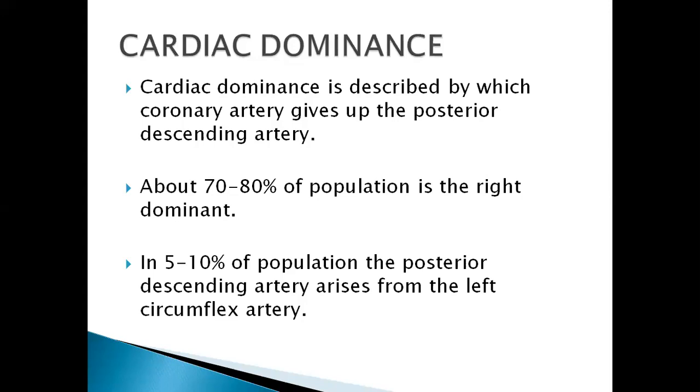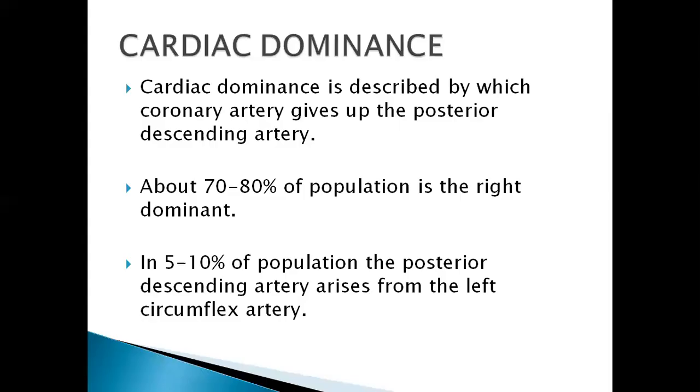Which is in most of the people, like 70 to 80% of people, the posterior descending artery arises from the right coronary artery. This is called right dominant. In 5 to 10% of the population, the posterior descending artery arises from the left circumflex artery or from the left coronary artery. This is left dominant heart.